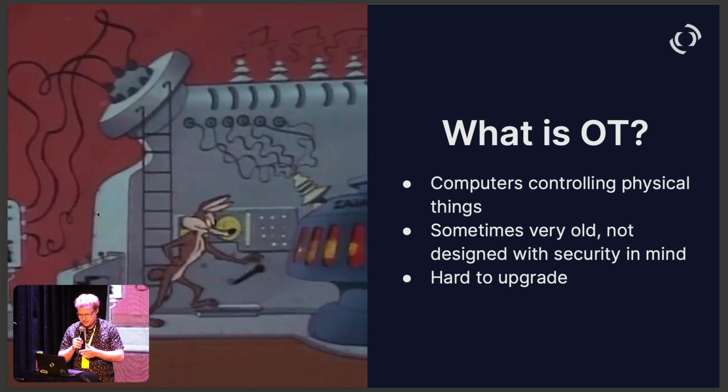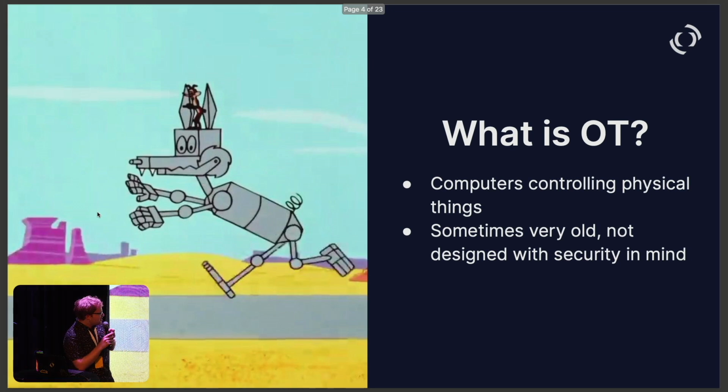So maybe that's in a factory setting like this. Maybe that's with some medical devices. Maybe you've got a big robot trying to catch your enemies. And it has a lot of similarities to IT security, but also a few things that are different. Similar to the medical stuff that we just saw, a lot of it's very old, hard to patch, not necessarily designed with security in mind, and that can lead to some interesting challenges.